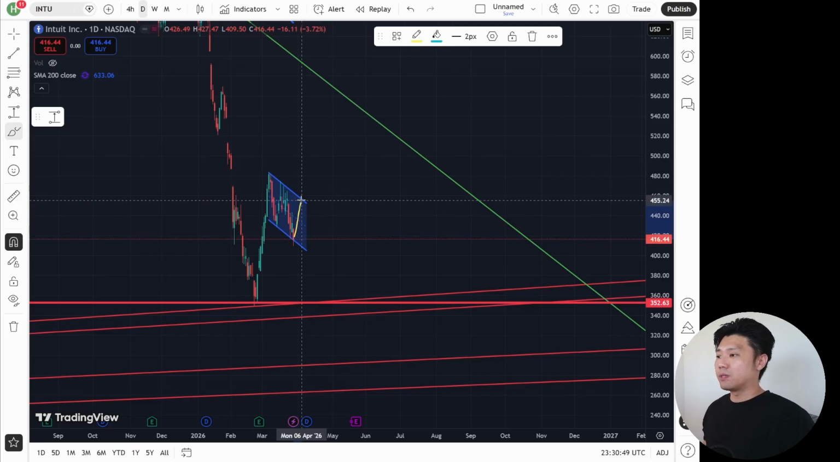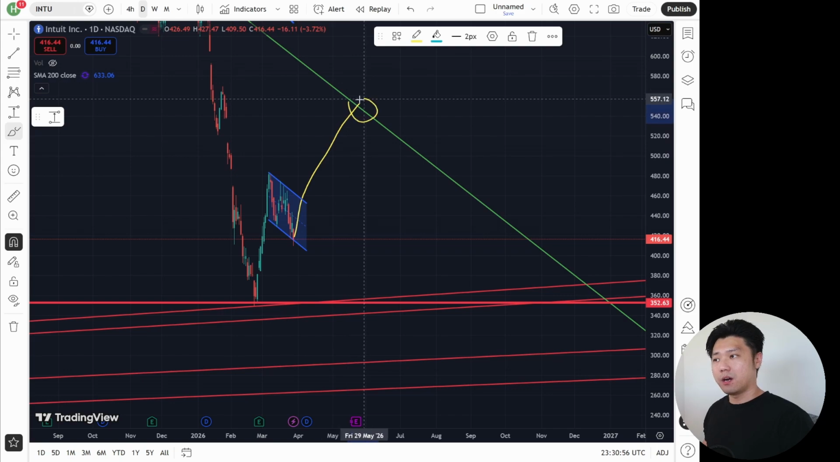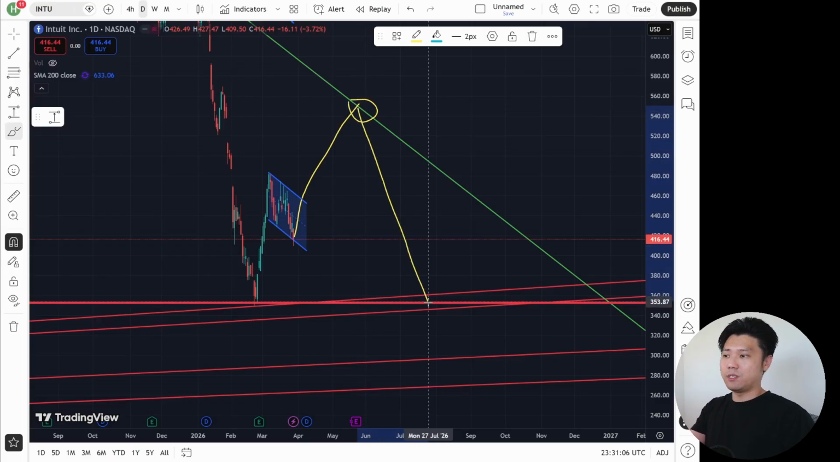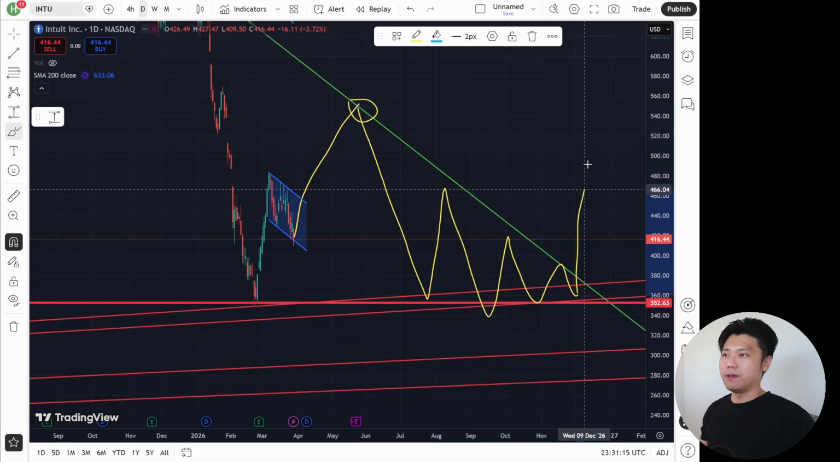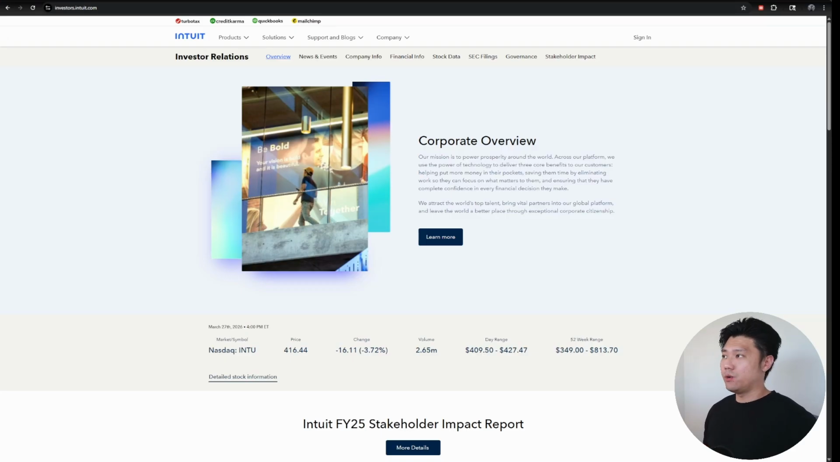The stock is going to tag the upper level of this parallel channel for the short term. For the medium term, it's going to go here, and for the longer term, maybe at the end of 2026 to the beginning of 2027, it's going to go something like this, right? And if you know that we have this wedge pattern here, the most likely place it's going to go is up.